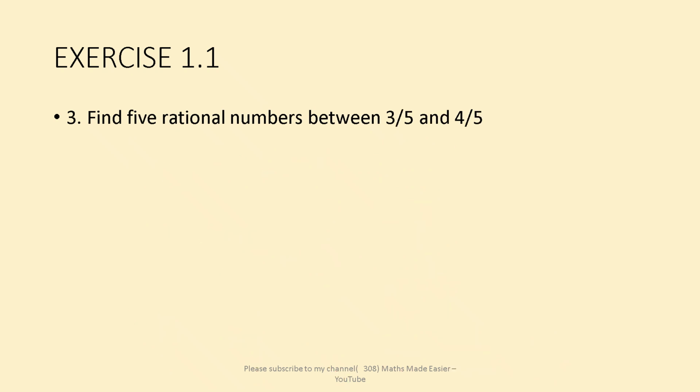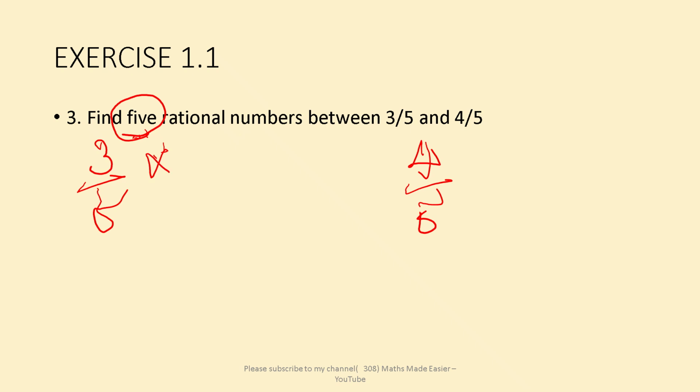The numbers given are 3 by 5 and 4 by 5. And we need to find 5 rational numbers between 3 by 5 and 4 by 5. Since it is a number 5, we should choose a number which is greater than 5. So here I am considering the number 6.